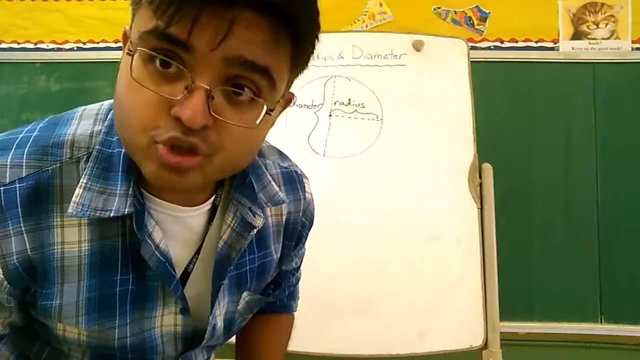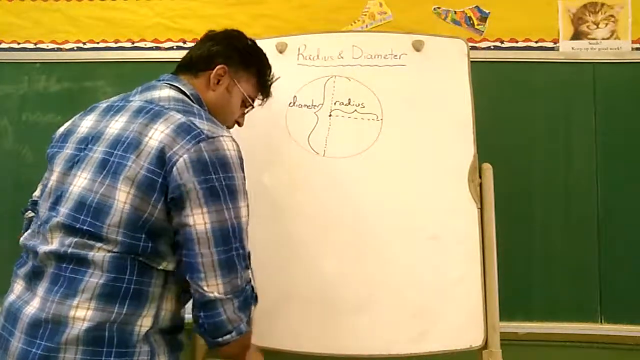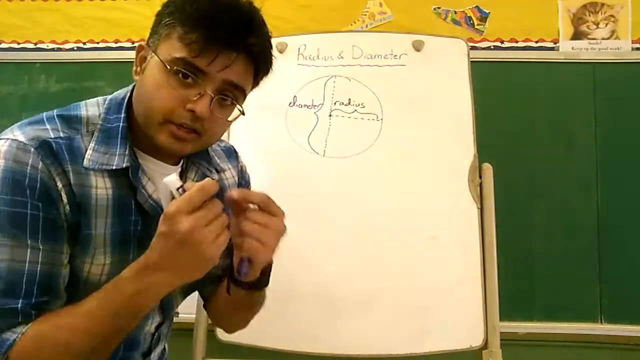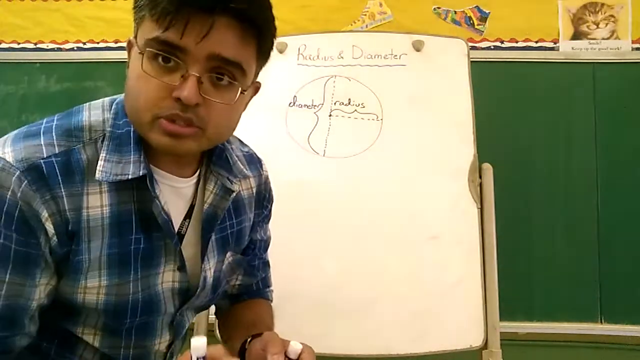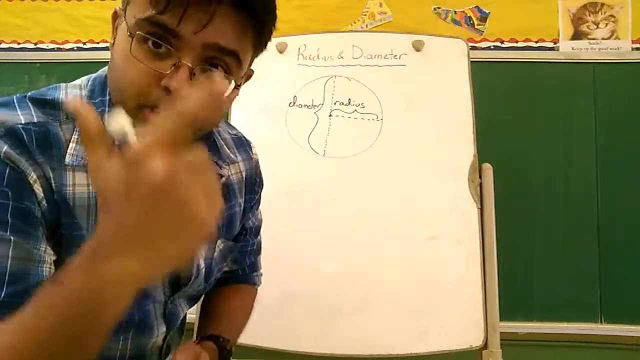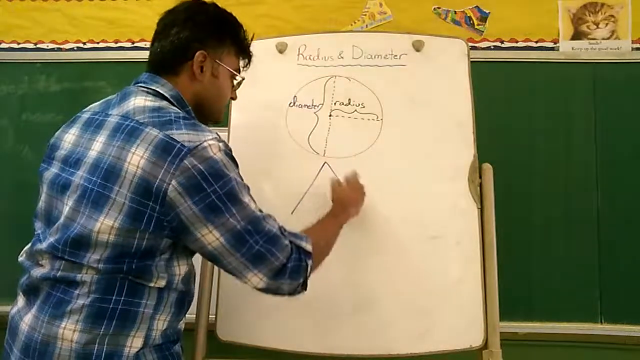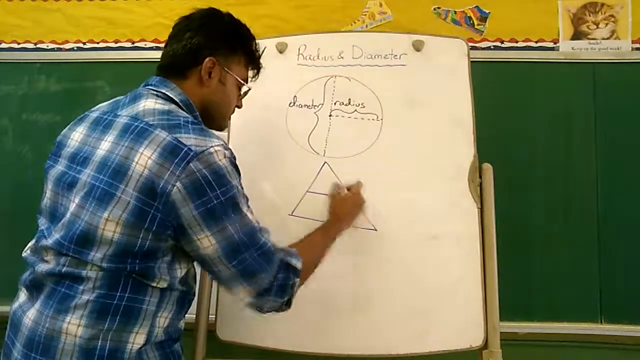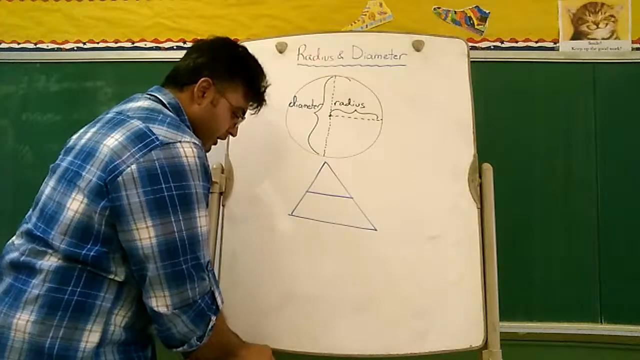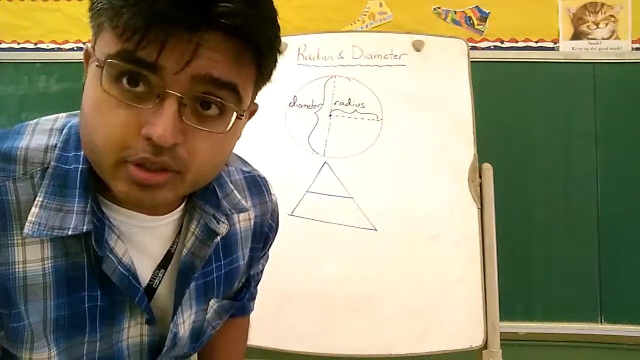What is the relationship between these two lines? Let's find out. In order to find the relationship, we're going to use an old skill. DMT, division, multiplication, triangle. Let me draw one right now for you. Here we have a division, multiplication, triangle.